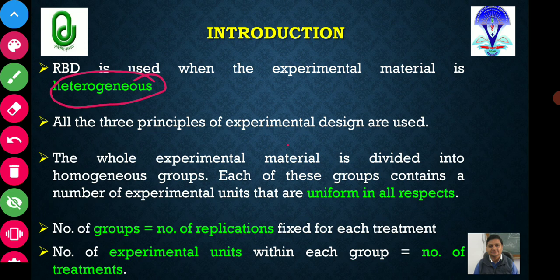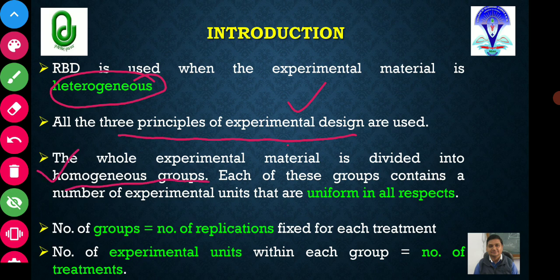All the three principles of experimental design are used here. I discussed when discussing the principles of design of experiment that there are three principles: first randomization, second replication, and third local control. We saw in the last class that in CRD only two principles were used, randomization and replication, whereas in RBD we are using all three principles: randomization, replication, and local control. Here the whole experimental material is divided into homogeneous groups.